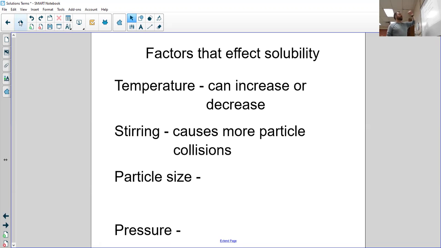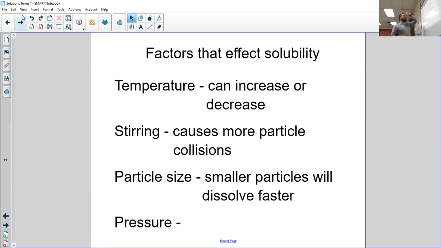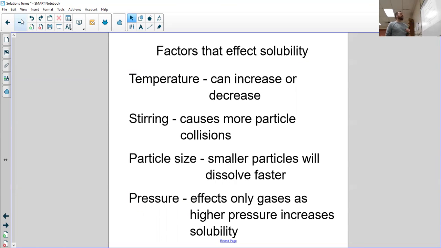So we also have stirring. So stirring causes more particle collisions in the solution. So it's going to increase that solubility. Particle size, we have smaller particles will dissolve faster in solution. And we have pressure. So it affects only gases. So higher pressure increases solubility. So as the pressure goes up, it increases the solubility for gases only.